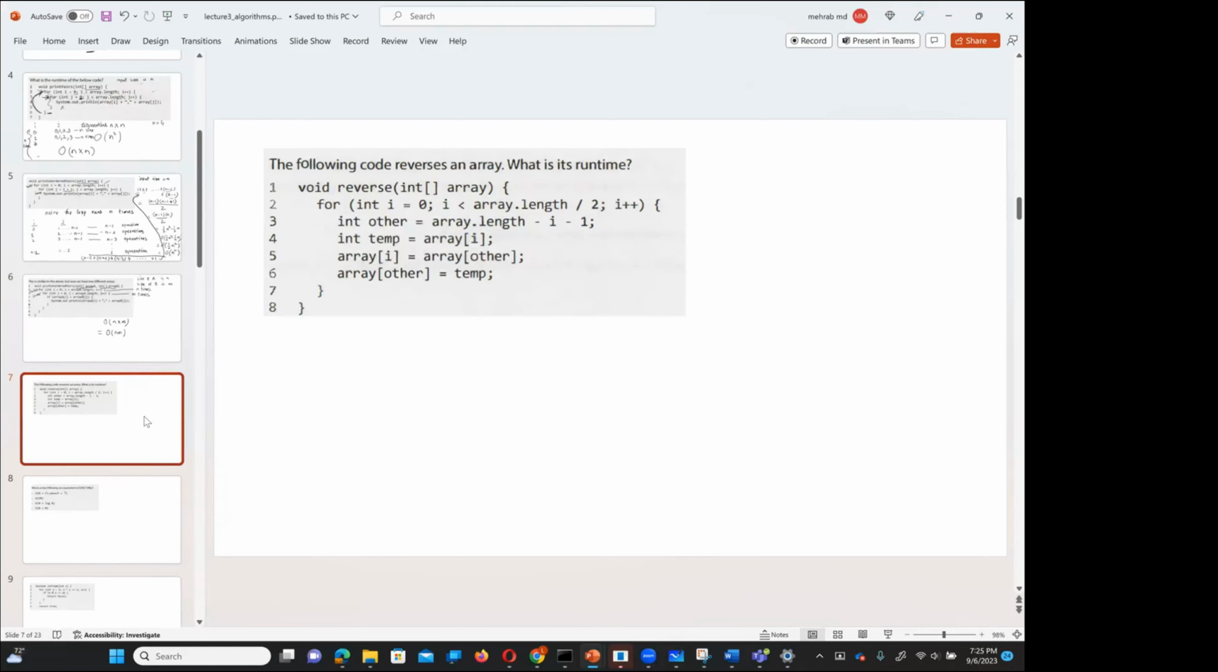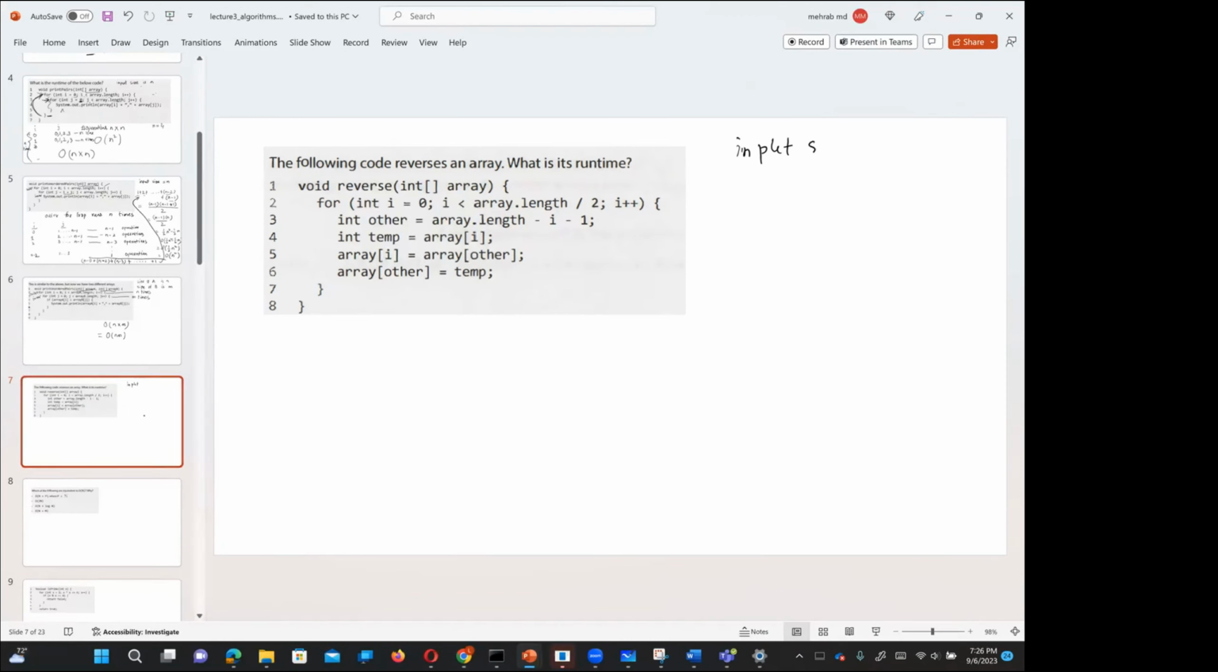Here, again, we are given an array of input size n. How many for loops do we have here? Just one, right? And how many times does this for loop run? N by two times. And inside, we are just doing some assignments, like four operations, right?